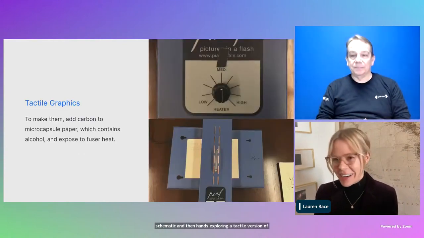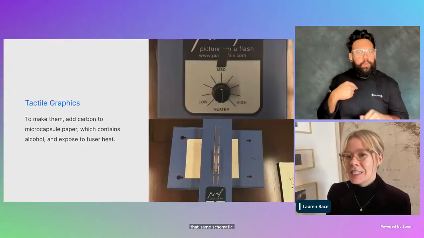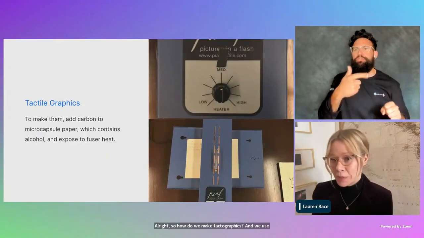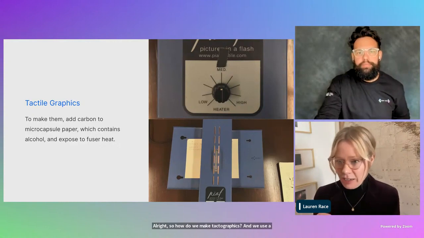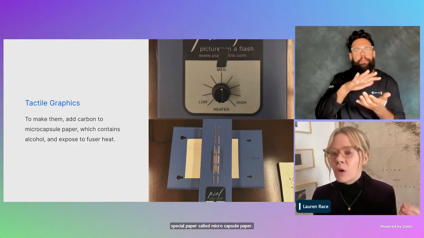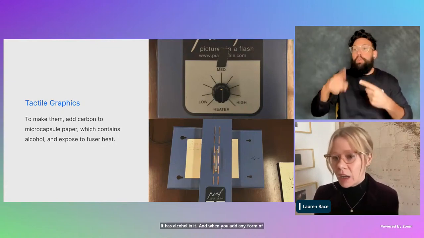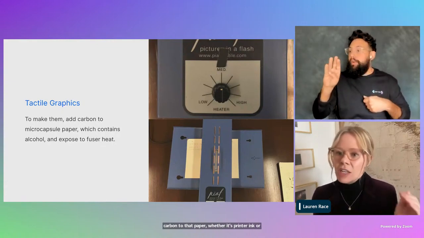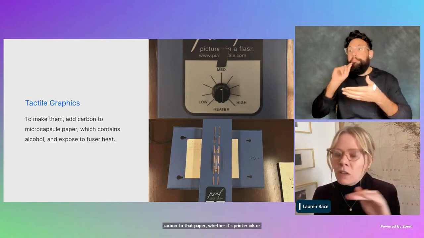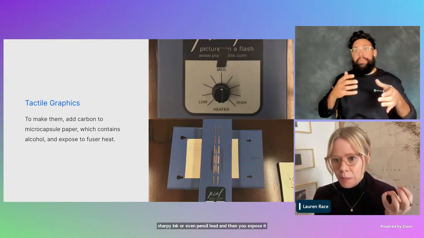All right, so how do we make tactile graphics? We use a special paper called microcapsule paper. It has alcohol in it. And when you add any form of carbon to that paper, whether it's printer ink or Sharpie ink or even pencil lead, and then you expose it to heat, all of those areas of carbon are going to puff up.